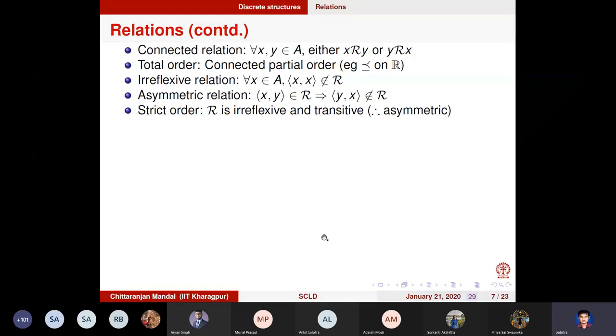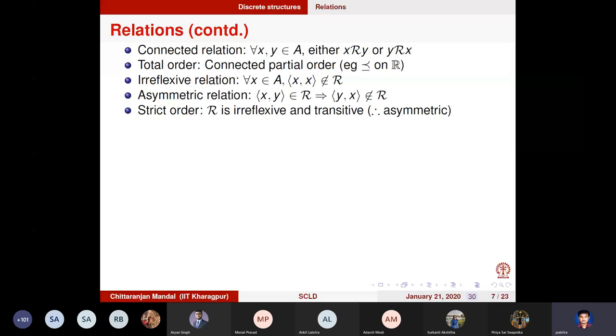Okay, so we have talked about equivalence relations, we have talked about partial orders, we have talked about connected partial orders, which are total orders. Now let us talk about another type of relation. Okay, so let's look at some of the properties.